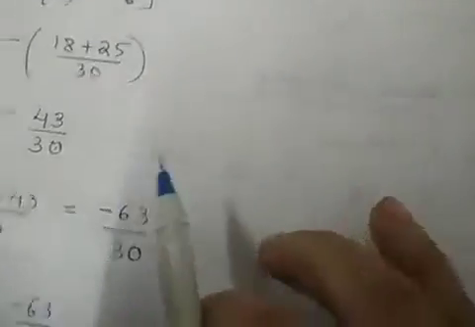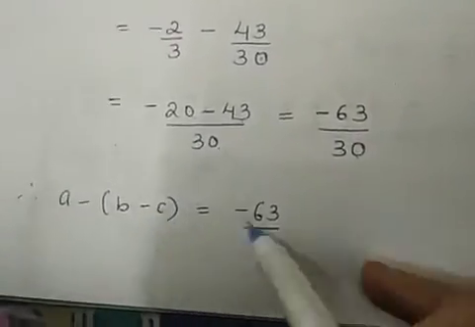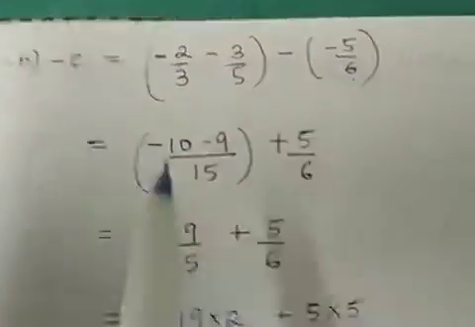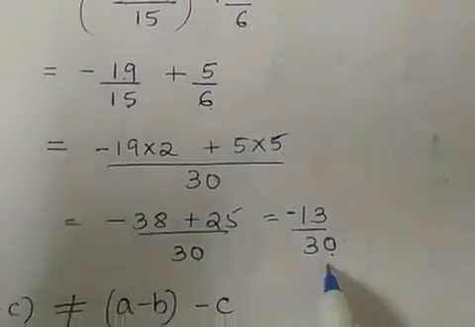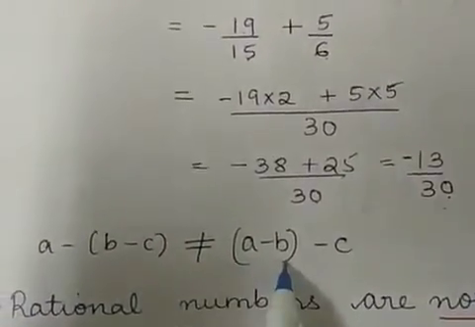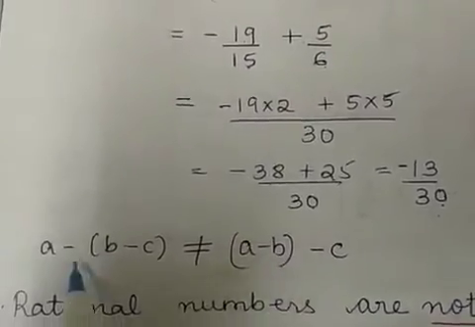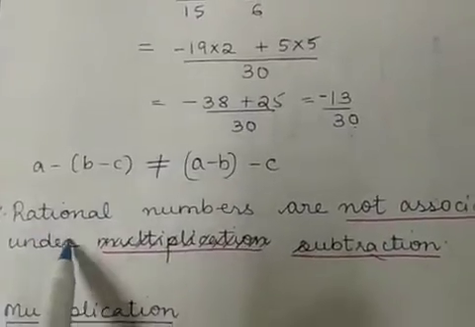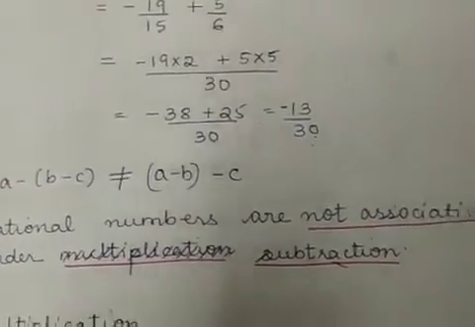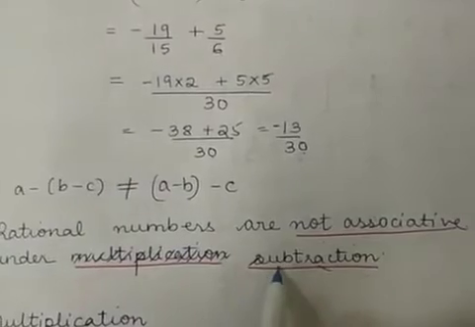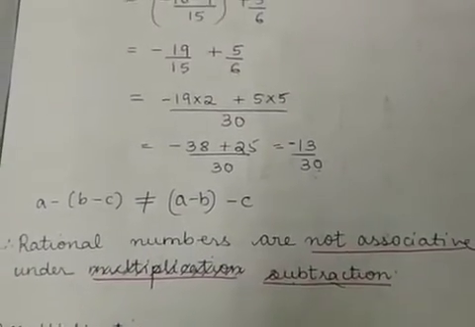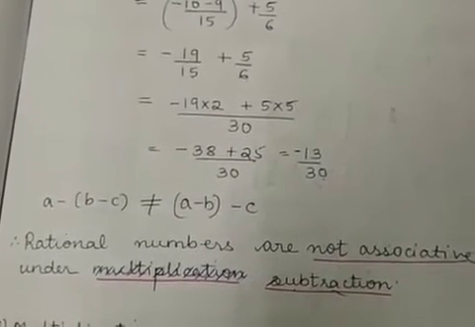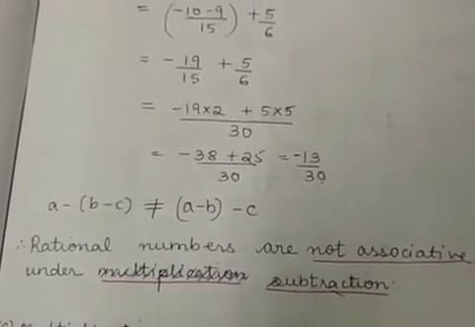So you have seen a - (b - c) is minus 63 upon 30, and (a - b) - c is minus 13 upon 30. You have seen that these two are not equal. Since they are not equal, what can you conclude from this? You can say rational numbers are not associative under subtraction. So rational numbers were associative under addition, but they are not associative under subtraction.